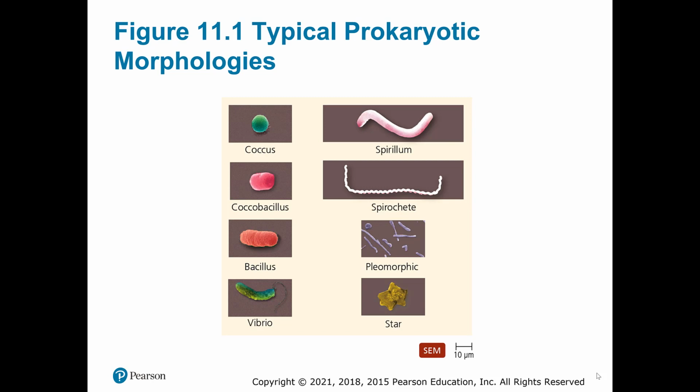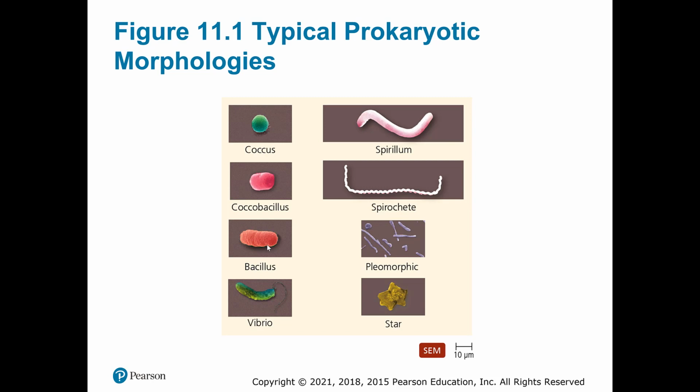The two that we're going to see in the lab are coccus, or cocci is plural, and that means round or spherical. And then bacillus, or bacilli is plural, and that means rod-shaped. So most of the bacteria that we're going to be working with are going to fall under one of those categories. And with just a simple staining technique, you can see those different shapes really easily under the microscope.